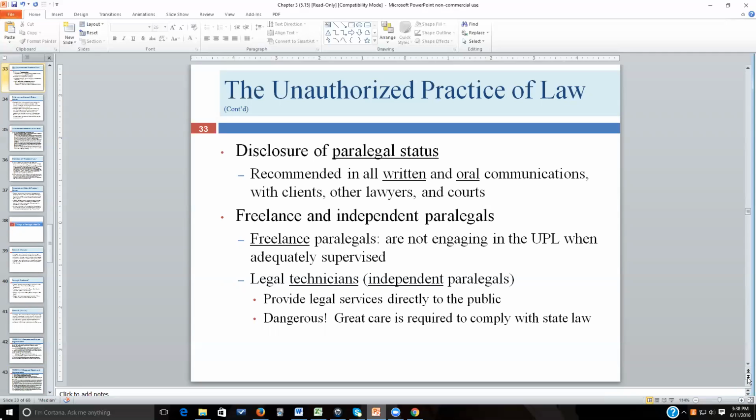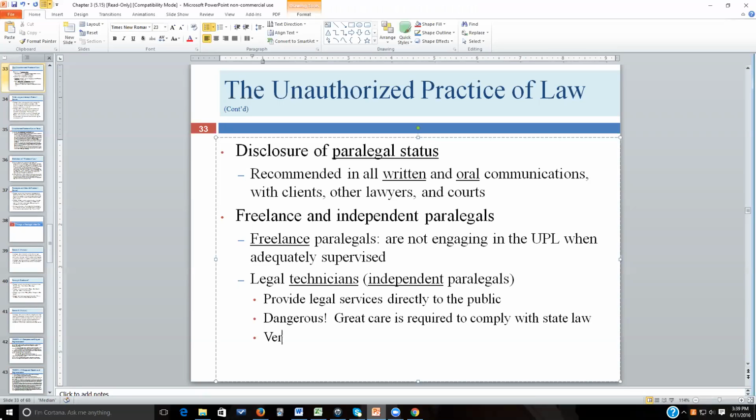It's a good idea to include your paralegal status in all written communications. Typically, it's going to be in your signature block if it's an email, and likely you'll have one signature block you use all the time, so you don't have to remember to keep putting it in. And when you send out letters, you're going to have that underneath your name. It'll be something like, Very truly yours, Cynthia Groover, paralegal.